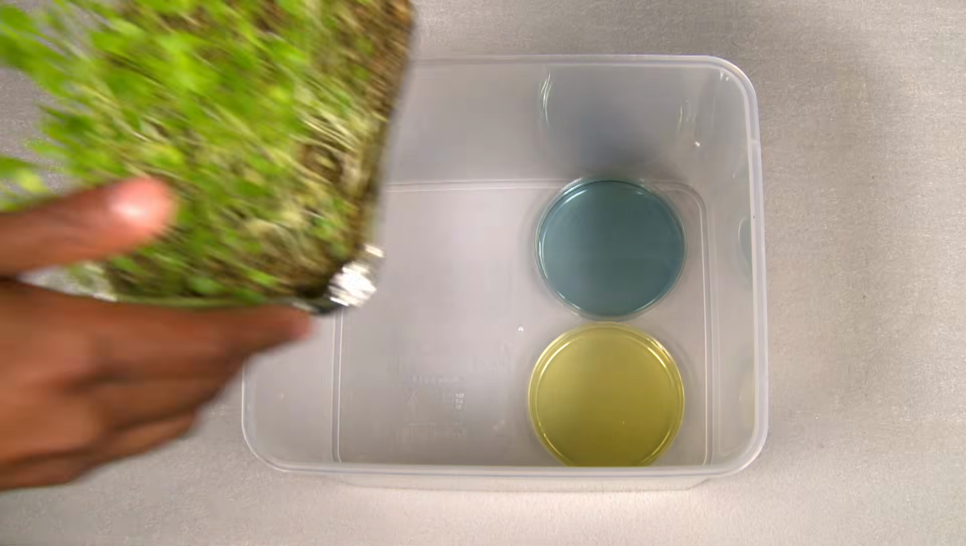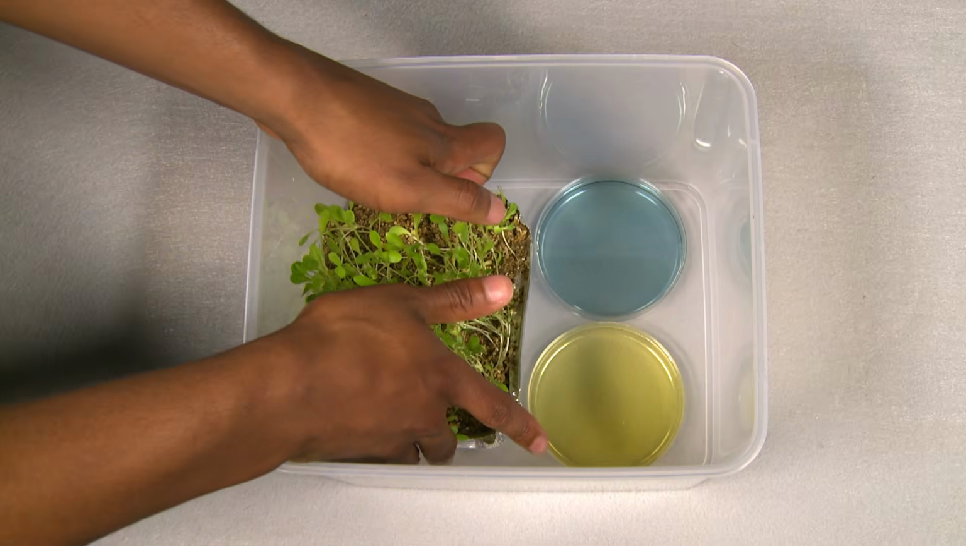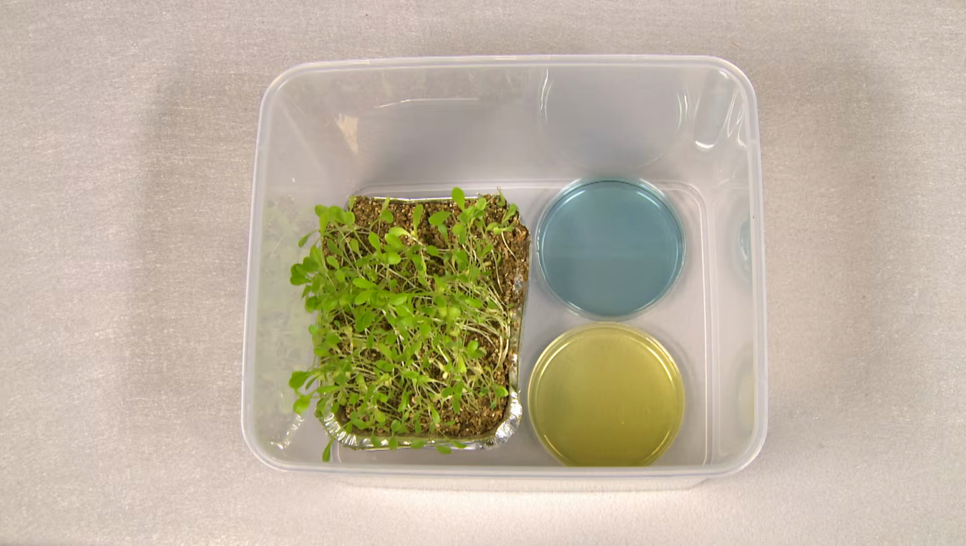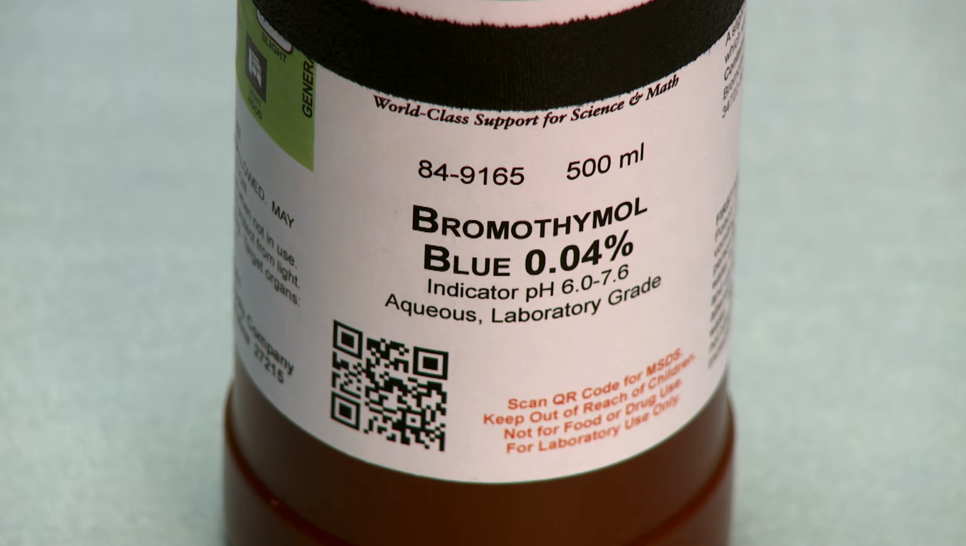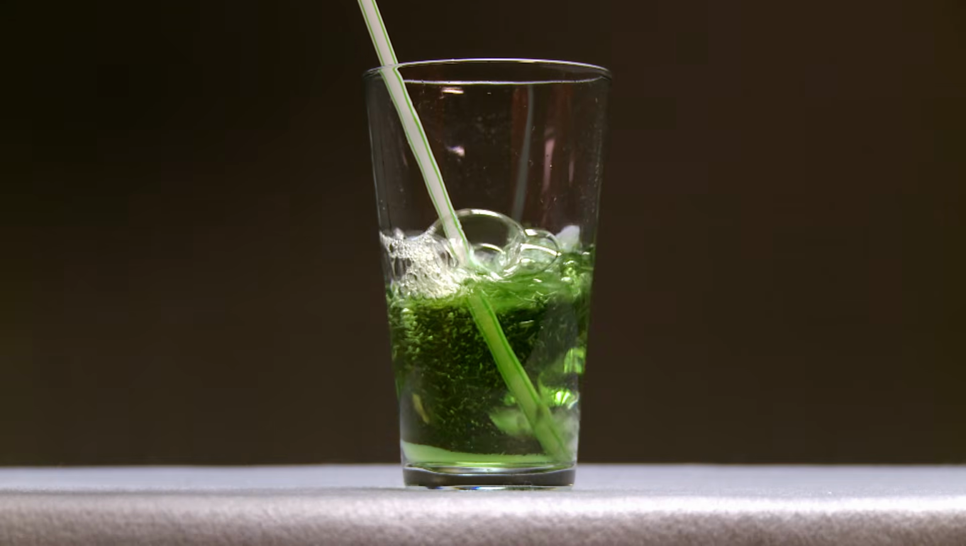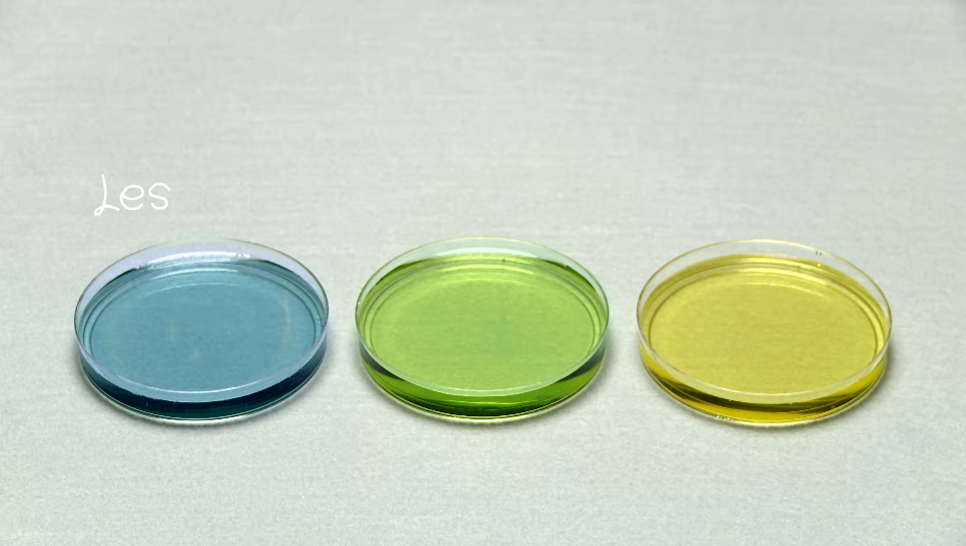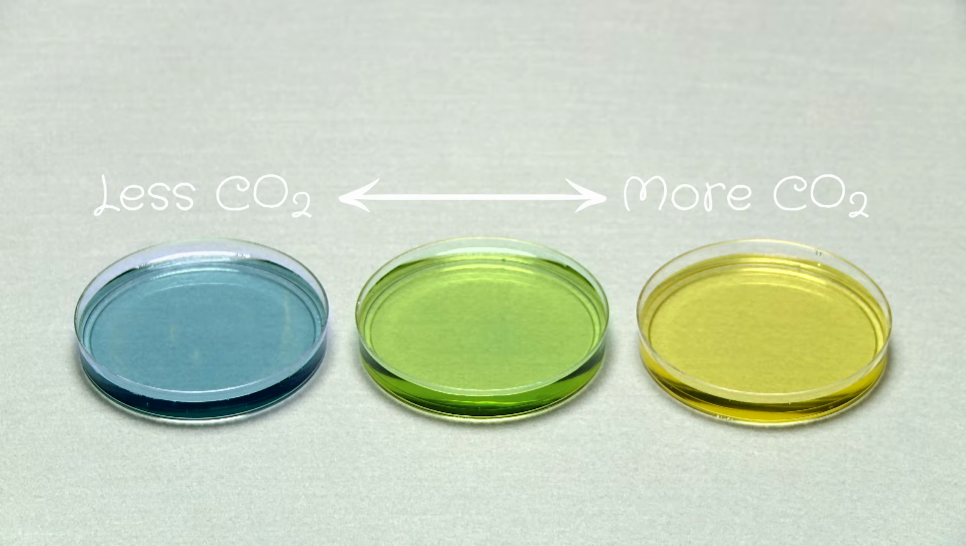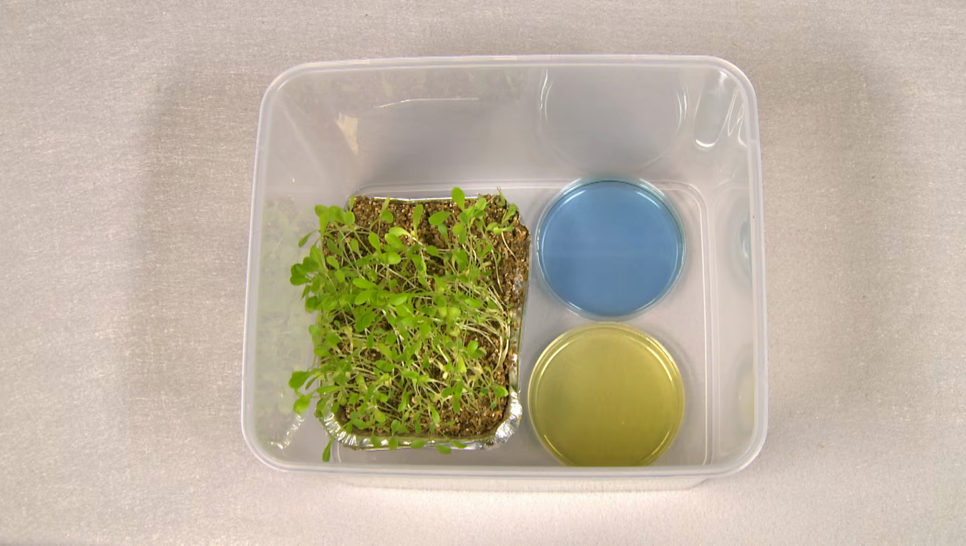To set up our light and dark investigation, we'll start with both yellow and blue BTB, and some plants. BTB is bromothymol blue. BTB changes color when carbon dioxide is added, like when you blow bubbles into it. We can use BTB to see if the carbon dioxide concentrations increase in the air. We'll have BTB in a container with the plants. These investigations will each take about 24 hours.